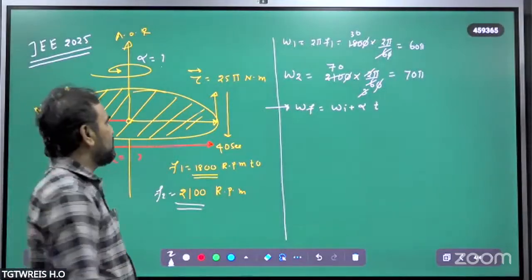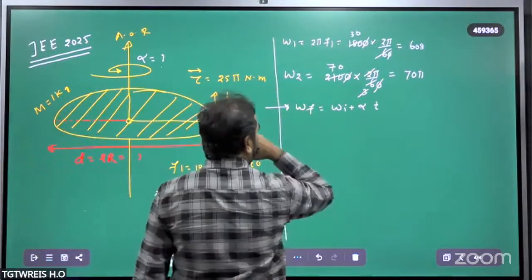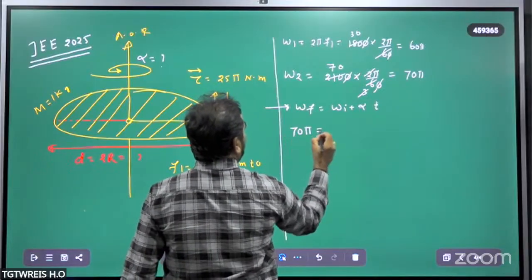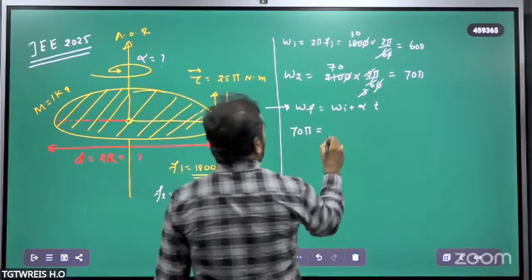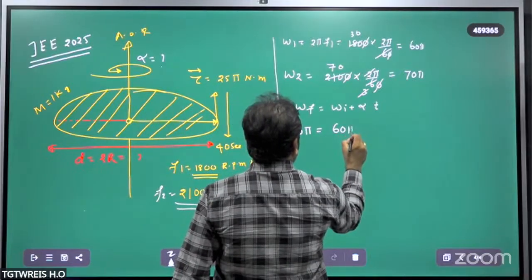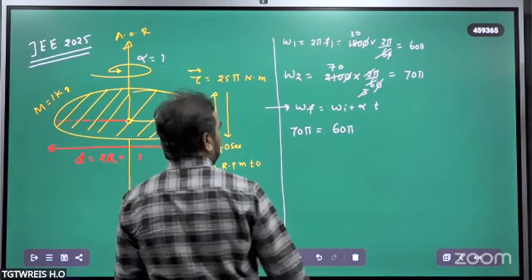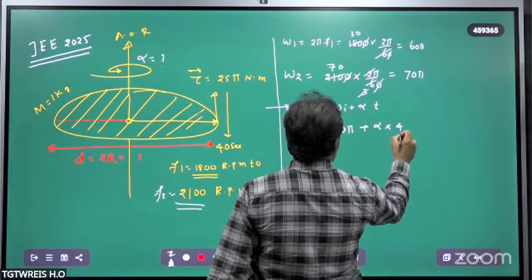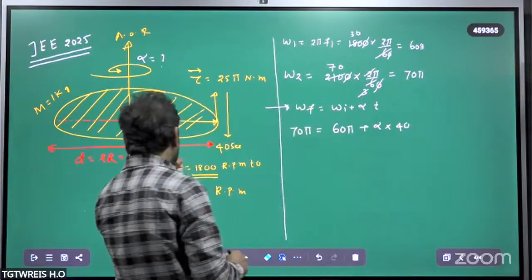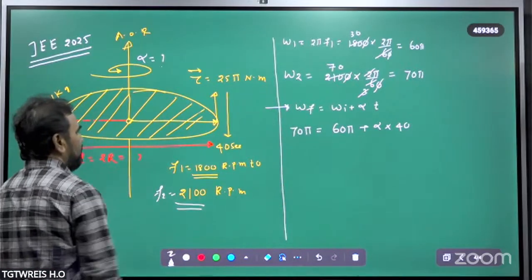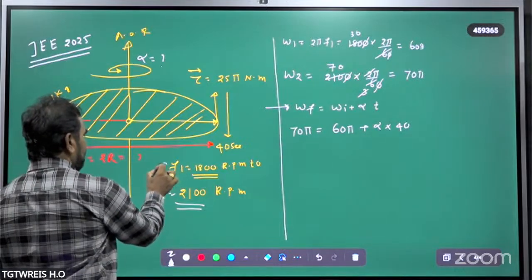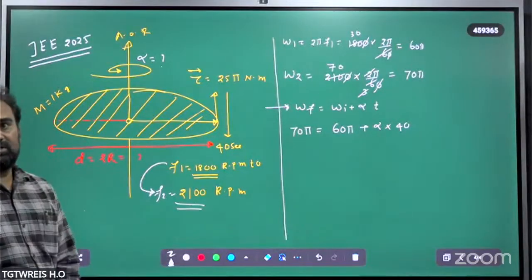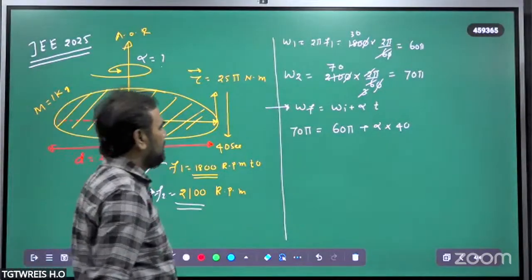Okay, what is omega f value? Omega f value is omega 2, that is 70 pi, which is equal to omega a value, that is 60 pi, plus alpha into t. The time value was given as 40 seconds. In 40 seconds the frequency has to change from f1 to f2. So what do we get from this? We get alpha.